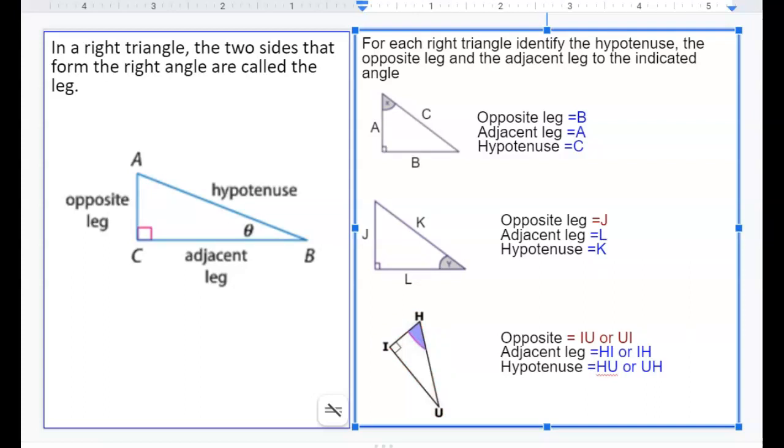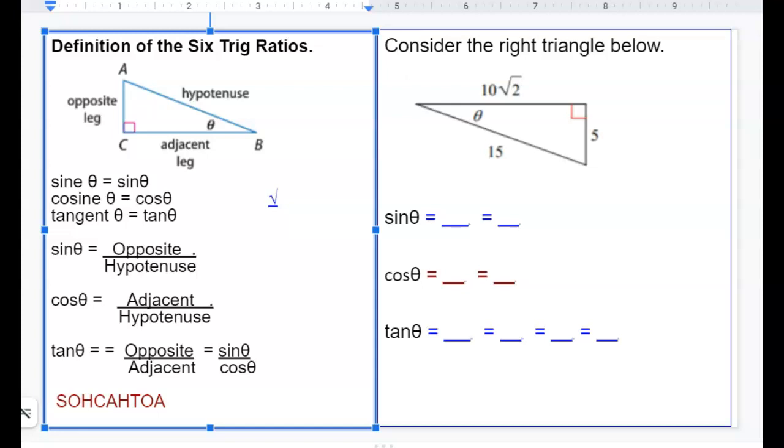Again, this is so very important because this is the core of trigonometry, for you to be able to identify the three sides of any right triangle correctly. All right, go ahead and pause the video at this point and take down your notes, and we'll look at the next slide. So now we'll actually take a look at the definition of the six trigonometric ratios.